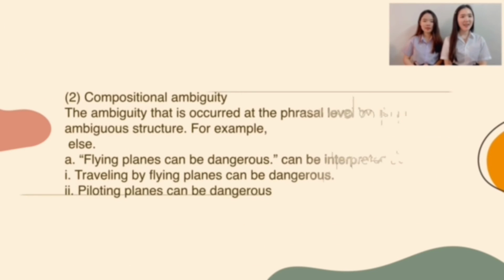Second, compositional ambiguity. This is ambiguity that occurs at the phrasal level by using an ambiguous structure. For example, "flying plane can be dangerous" can be interpreted as traveling by flying plane can be dangerous, and piloting a plane can be dangerous.